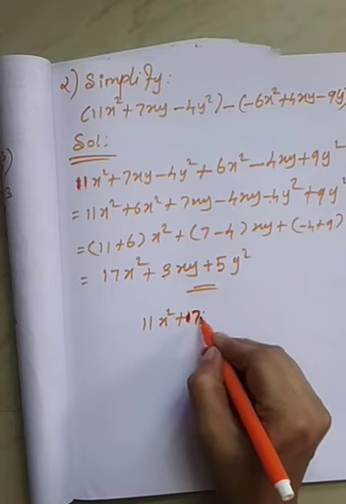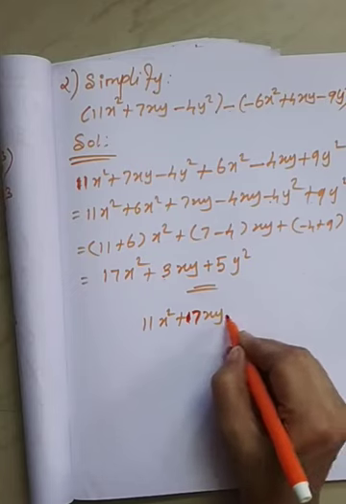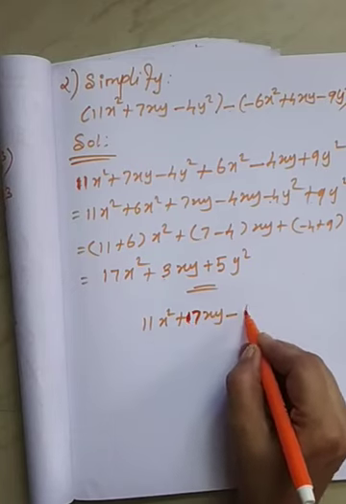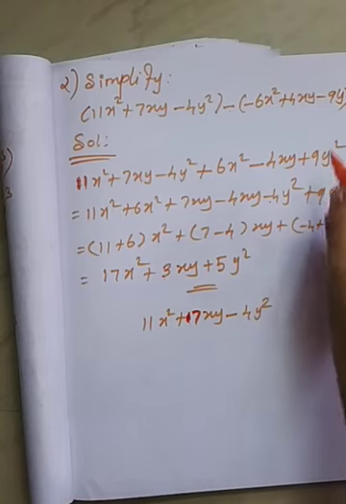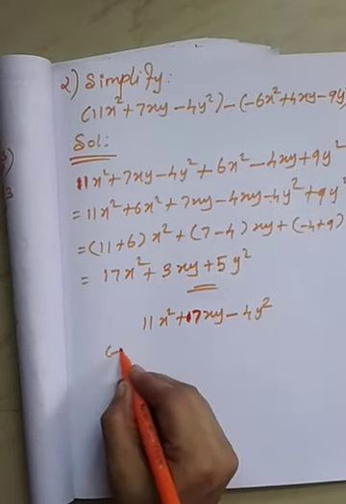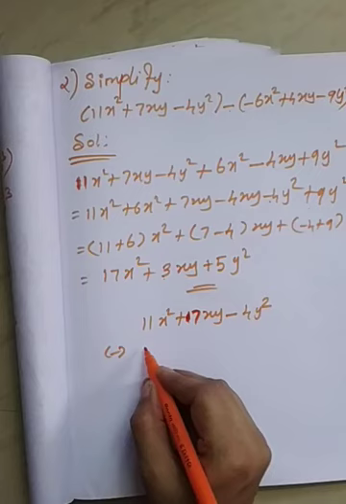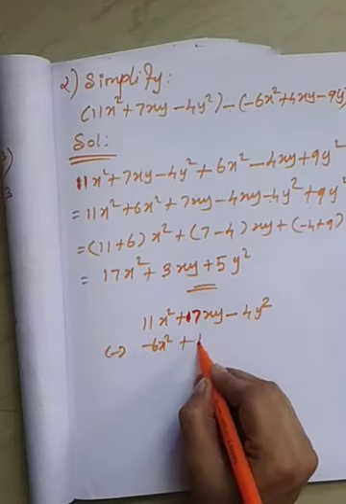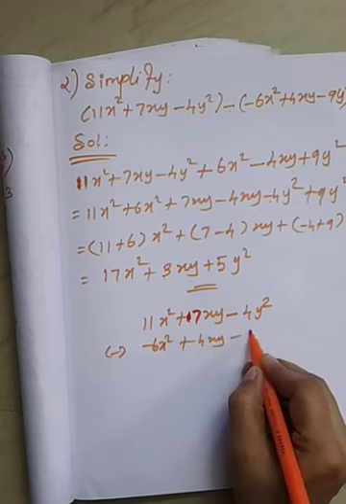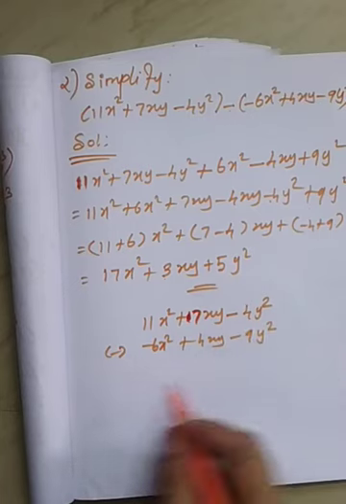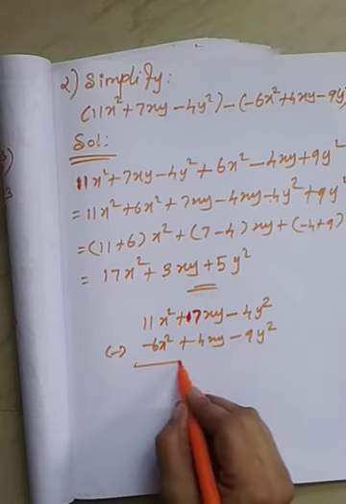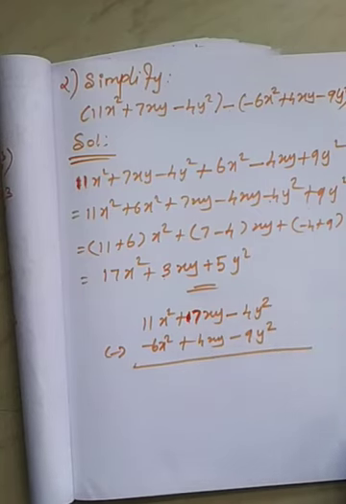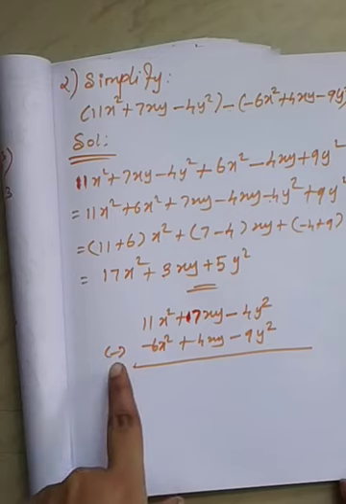Okay. See here, 7xy minus 4y squared, and then the subtraction symbol is here. Next, what is that? Minus 6x squared plus 4xy minus 9y squared. Okay, see here. Now you have to subtract, that means, see, the subtraction symbol.